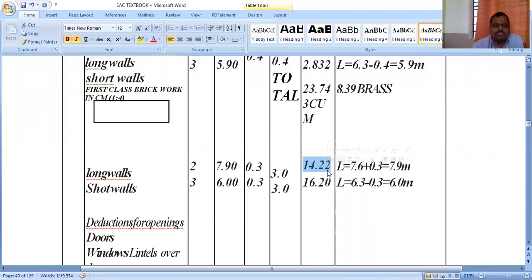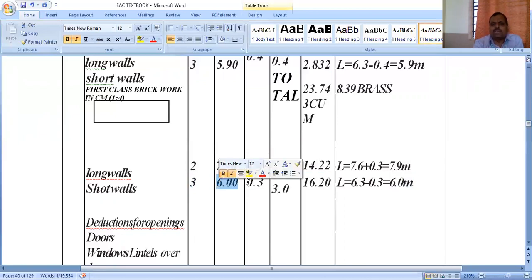In the same way, you have to just calculate for the short wall. So how many short walls are there? There are 3 short walls. Which were those? AD equals BE equals CF. These are the 3 short walls. Next, we have calculated the length of the short wall. It is 6 meter, which we have calculated here. You have to just put the same value here in the length column. It is nothing but the 6 meter.